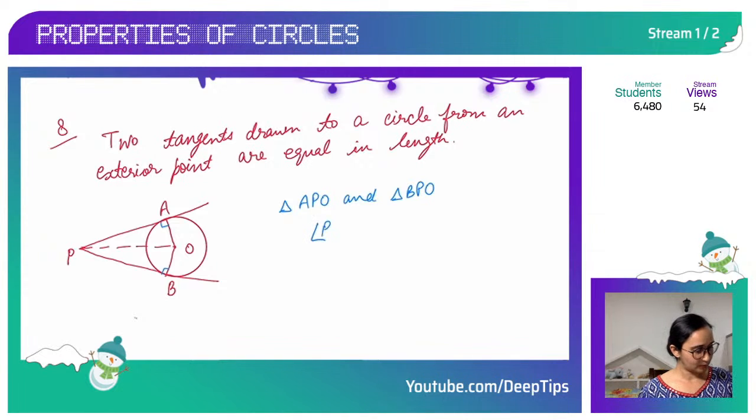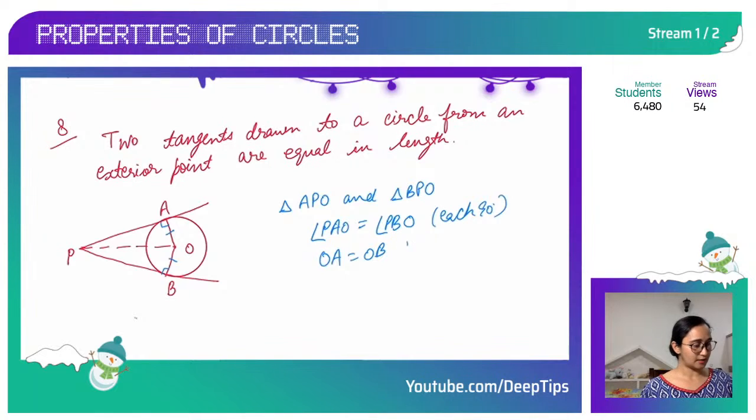Angle PAO equals angle PBO, each 90 degrees. So I got one condition here. Then my radii are also equal. OA equals OB. So I got a side. You remember one of the congruence rules, the RHS rule. So I have R here, I have S here. Any idea about the hypotenuse?